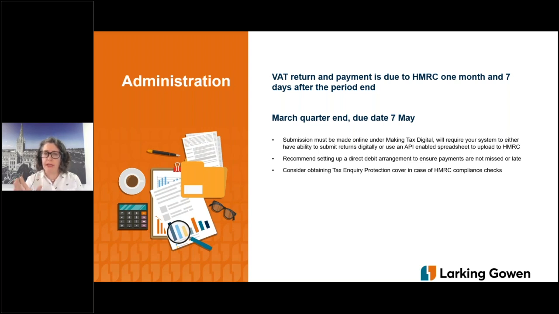So you've got a fair amount of time there to gather your data, get your calculations done, do your checks, send it for review by your advisors if you wish to before you hit submit to HMRC. Submissions are going to have to be made online and they're going to have to be Making Tax Digital compliant. So what that means is either your system is going to have to be able to submit your returns digitally, or you're going to need to use, probably more likely, an API enabled spreadsheet to upload your values to HMRC. Lark & Gowan have an offering that we can provide of an API enabled spreadsheet on an annual basis. So let us know if you need that from us.